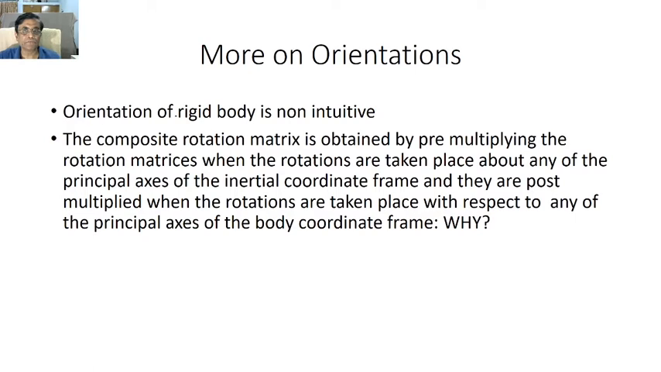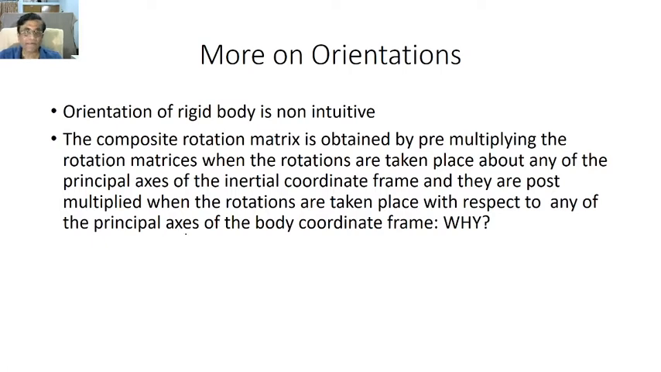As you know, the orientation of a rigid body is non-intuitive, and we want to describe the orientation of a rigid body using a matrix, because it is very easy to represent a matrix using an array in a computer. Also, the strong linear algebra foundation can be utilized. So that's why matrix representation of orientation is what we are looking for.